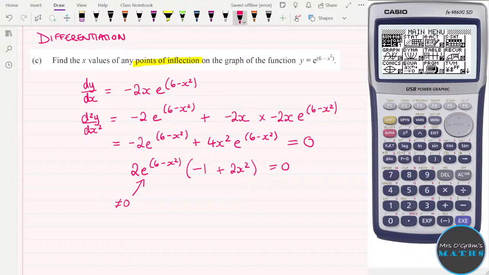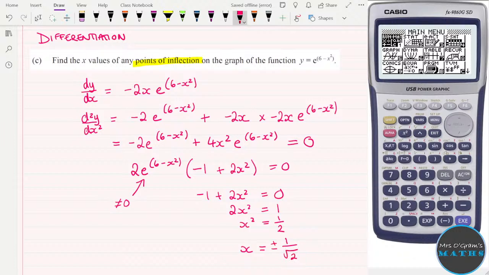If we've got two things being multiplied together, like we have here, giving us an answer of 0, one of those things must be 0. Now, since this e part can't be 0, then the bracket must be 0. So that bit there has to be 0. Okay, so that means that 2x squared is equal to 1. So x squared is equal to a half. So x is plus or minus 1 over root 2.